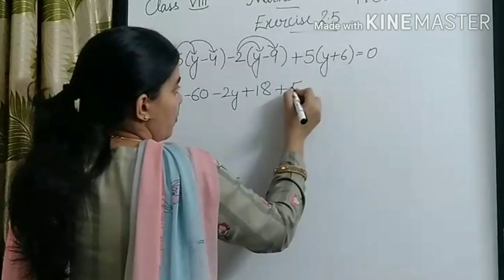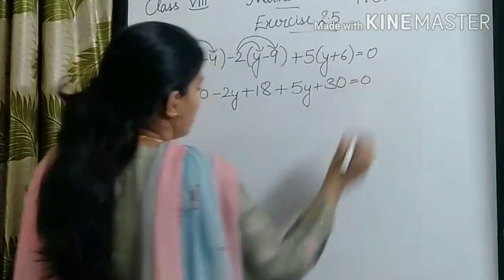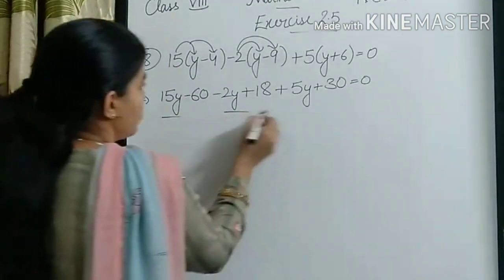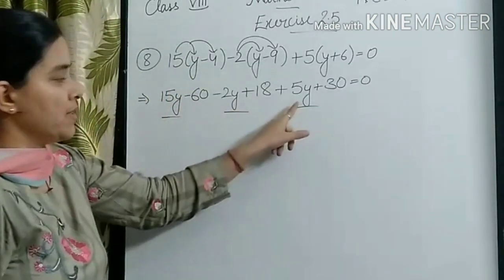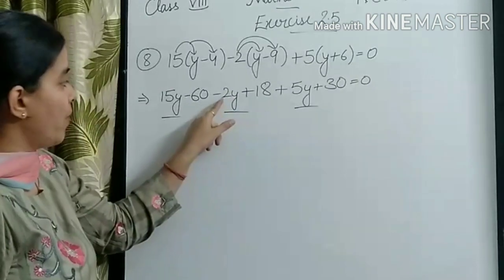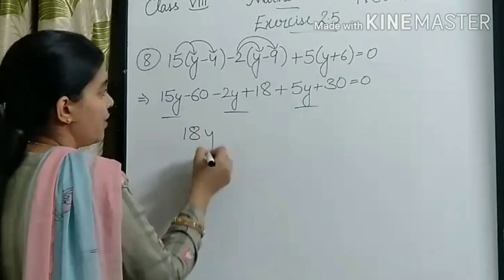Then here 5y plus 30 is equal to 0. Now solve the like terms first. Like terms are 15y, 2y and 5y. 15 and 5 both are of plus. If we add them, it will come 20. 20 minus 2, minus because it is of different sign, so it will come out to be 18y.